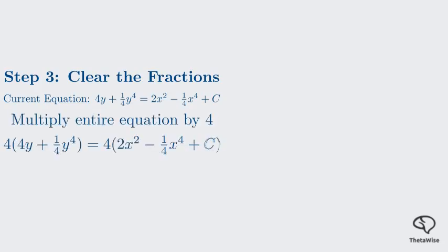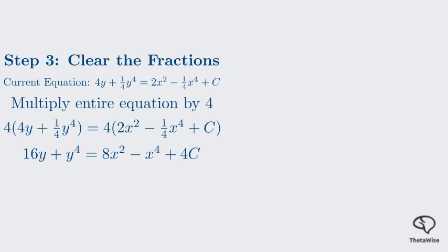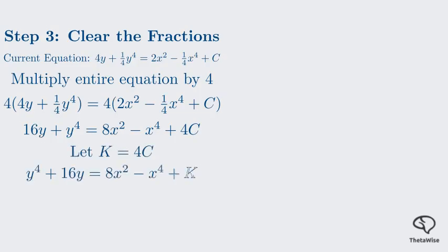To make the equation easier to work with, we should clear the fractions. Looking at our denominators, we have a 4. By multiplying every single term by 4, we eliminate the 1/4 coefficients. Note that 4 times a constant is still just a constant. We can represent 4 times c as a new constant. Let's call it k. This keeps our algebra clean as we move toward finding the particular solution. Be careful here. A frequent mistake is forgetting to multiply the constant c by 4. Even though it stays a constant, its value changes relative to the other terms.